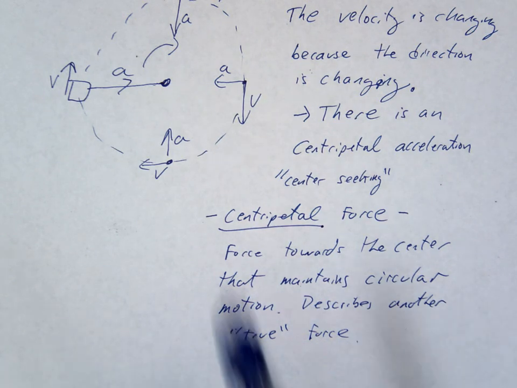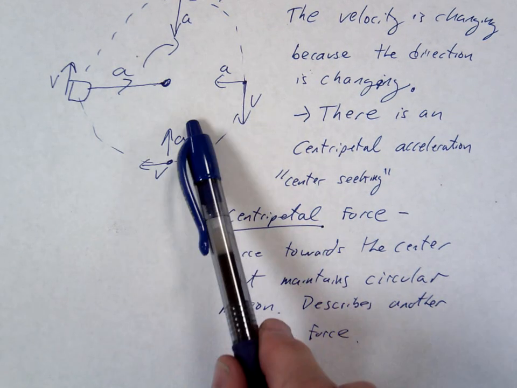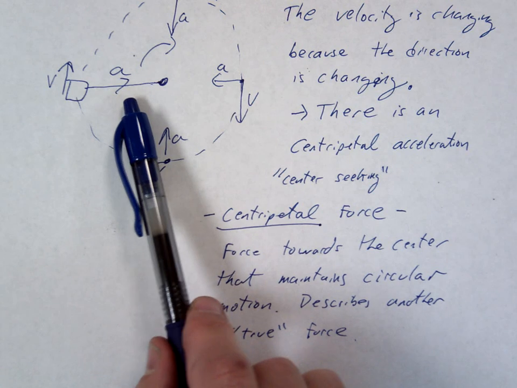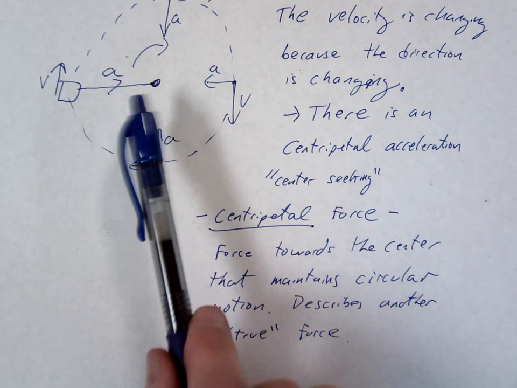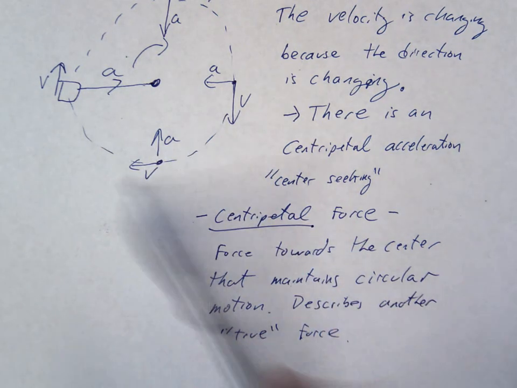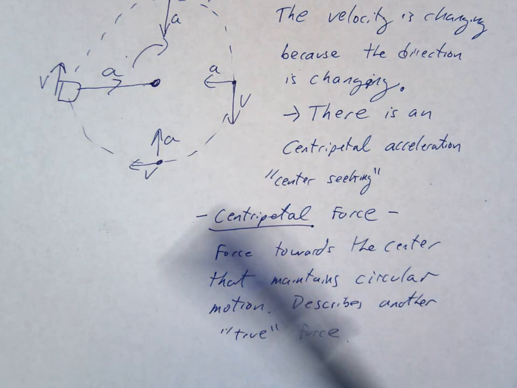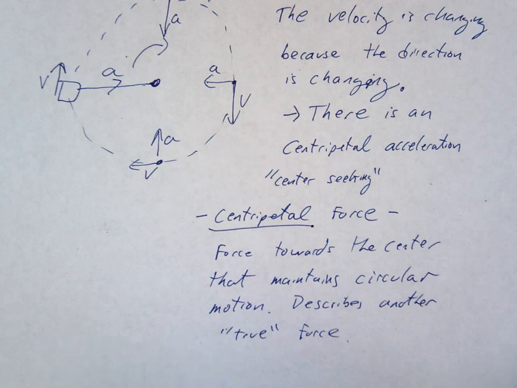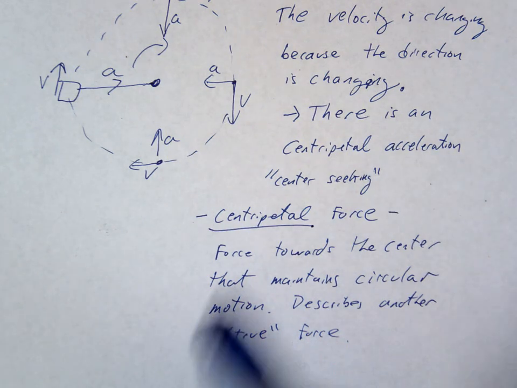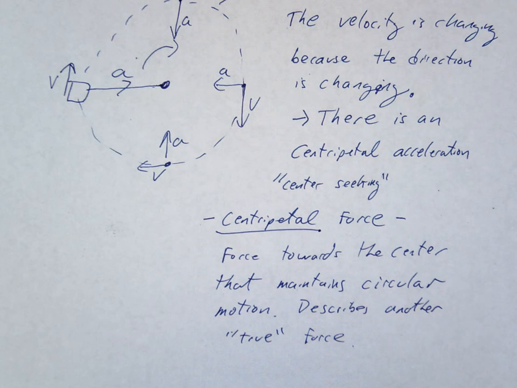So for example, in this example, what is the actual thing keeping it in a circle? The tension in the string, right? So we'd say the tension is the centripetal force that keeps it in a circle. Centripetal force describes some other force. Let's take the moon and the earth. What's the force that keeps the moon going around the earth? Gravity. So we'd say gravity is the centripetal force that keeps the moon going around the earth. So centripetal always describes some other force, and we'll talk more about that as we move along.